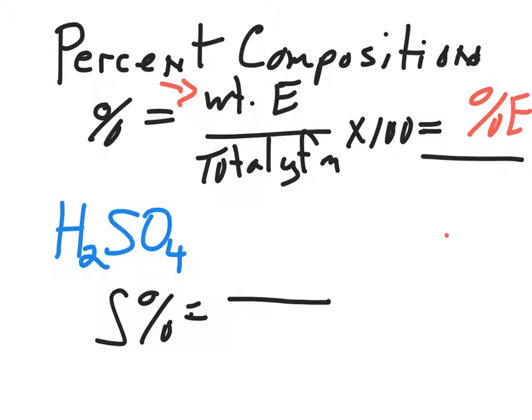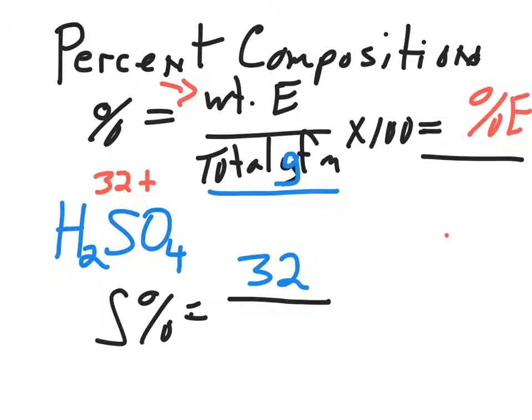You only have one sulfur, so how much does sulfur weigh? Look at your periodic table. Very good. So let's round that off to 32. So that's what's going to come on top. You have 32. Now, on the bottom, you're going to get the total GFM. And what is your GFM again? The total molar mass. Very good.